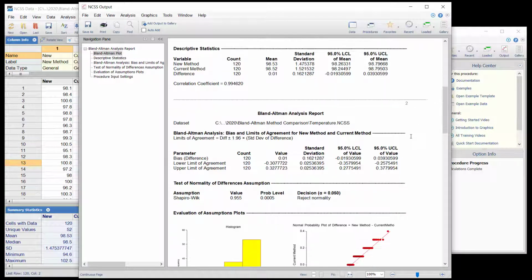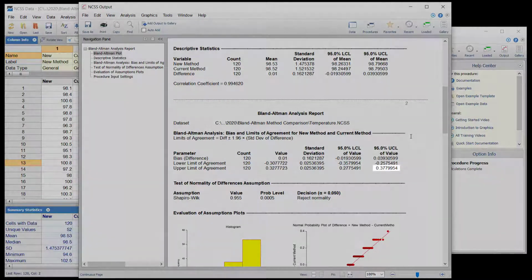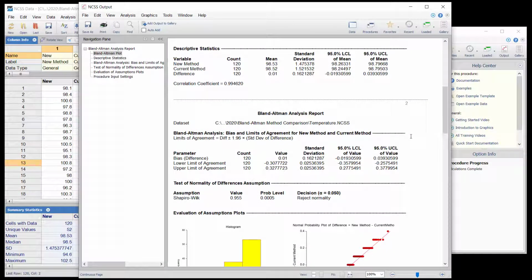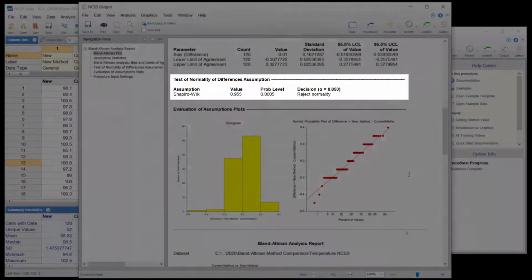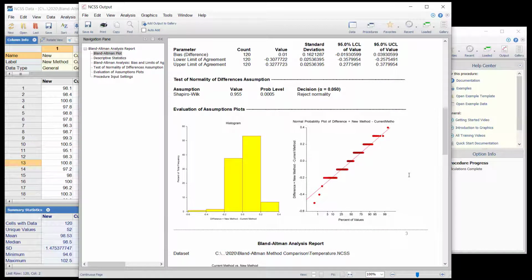In the Bland-Altman analysis section, we focus on the lower confidence limit of the lower limit of agreement and the upper confidence limit of the upper limit of agreement. Because these values are inside negative 0.4 and 0.4, the methods are said to be in agreement. Although normality of these differences is rejected in the assumption test, the assumptions plots do not show a worrisome departure from normality.